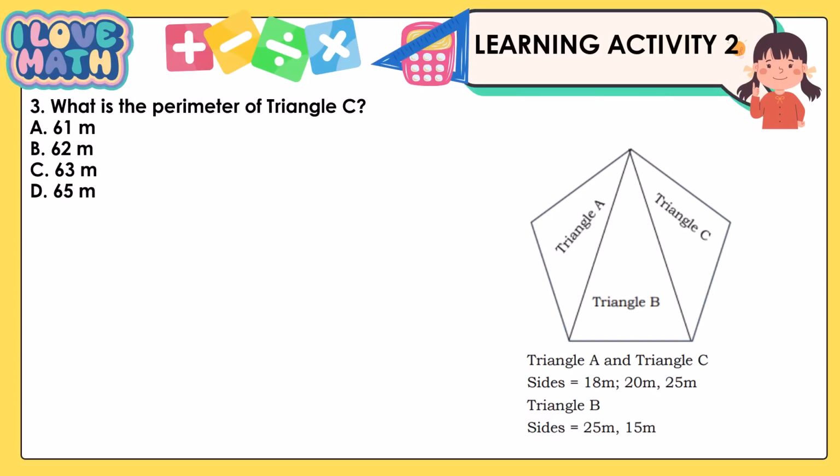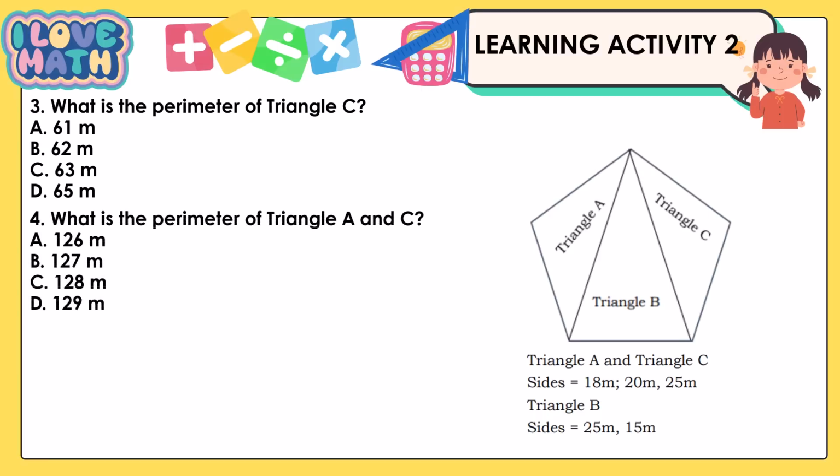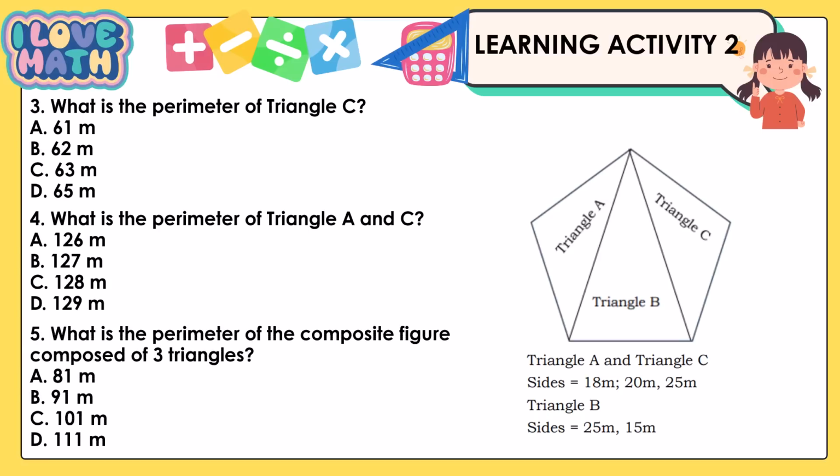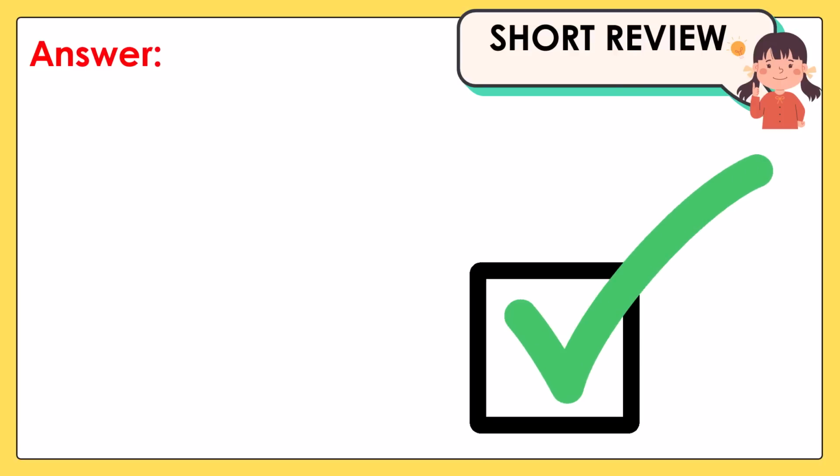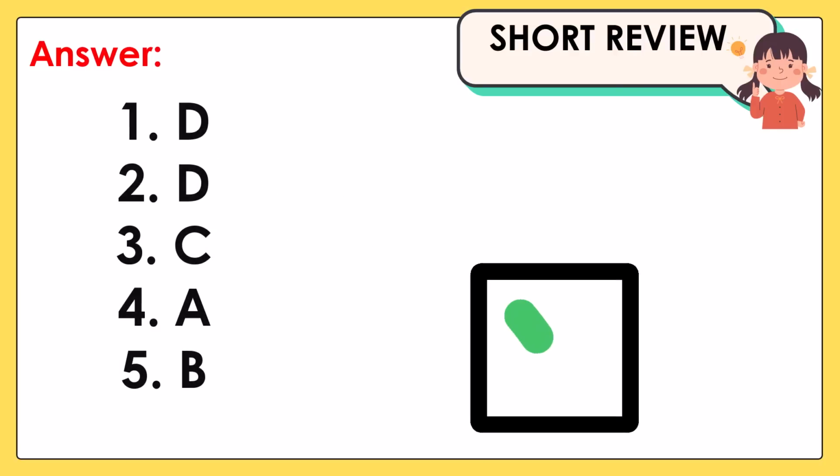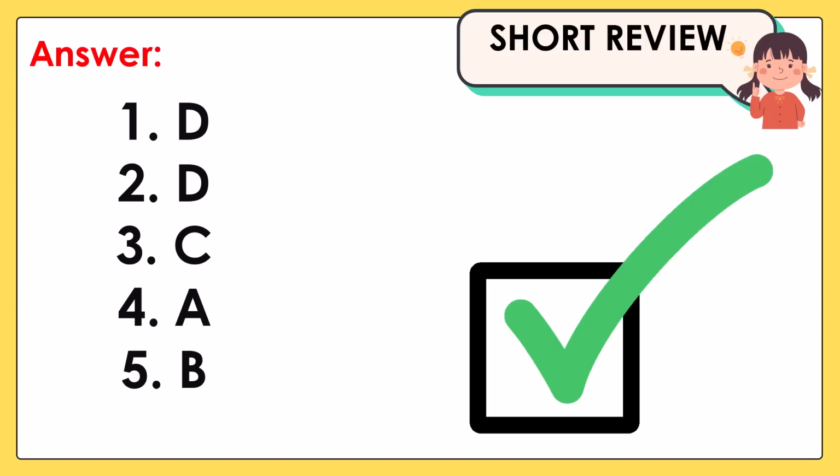Number 3, what is the perimeter of triangle C? Number 4, what is the perimeter of triangle A and C? Number 5, what is the perimeter of the composite figure composed of 3 triangles? And here's the answer. Number 1, D. Number 2, D. 3, C. 4, A. 5, B.